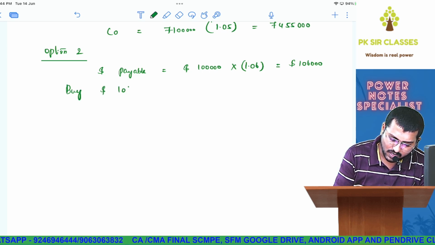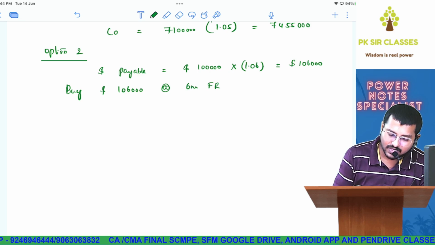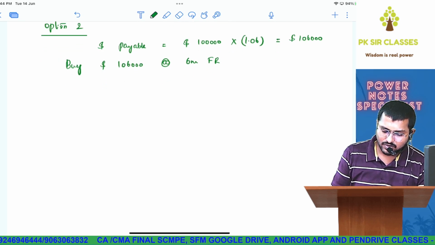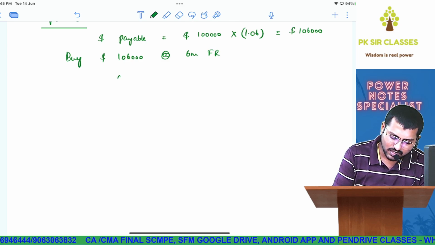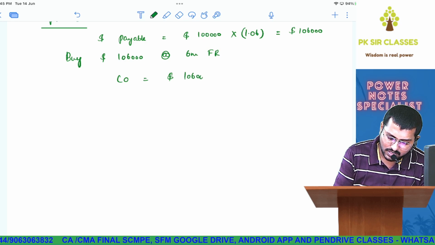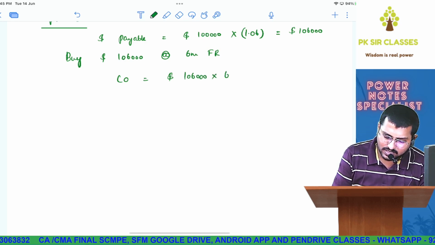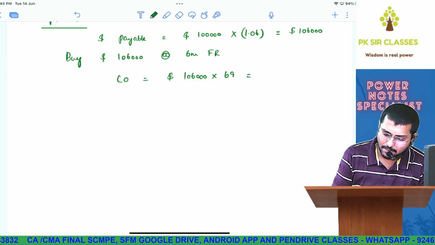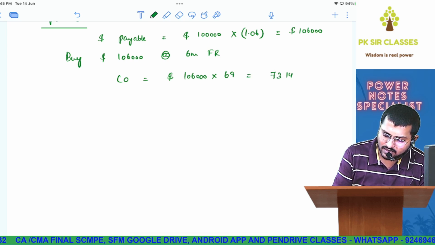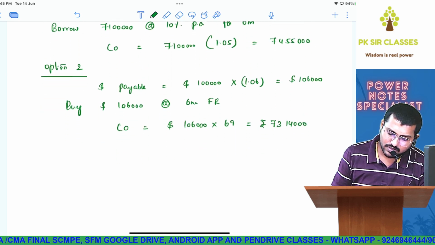Now, at what price can you buy these dollars? Buy $1,06,000 at what price? The 6 months forward rate, correct? Because after 6 months, only the 6 months forward rate applies. Cash outflow is equal to 1,06,000 into, bank will sell, so 69. How much do you get? 73 lakh 14,000 rupees.